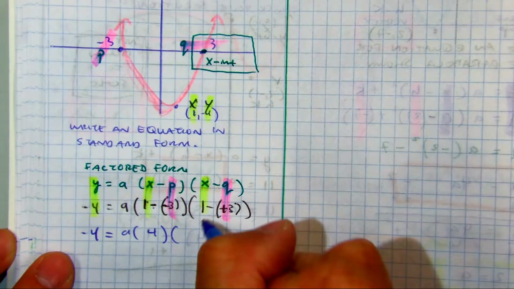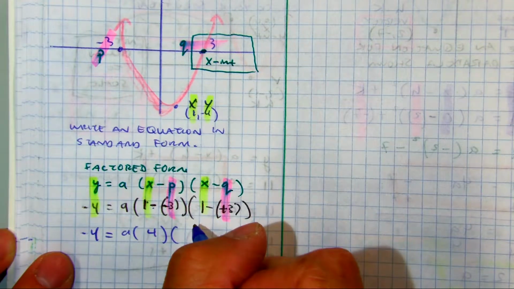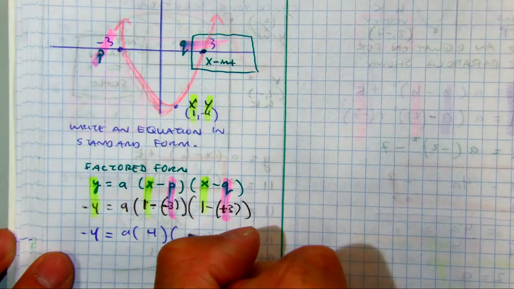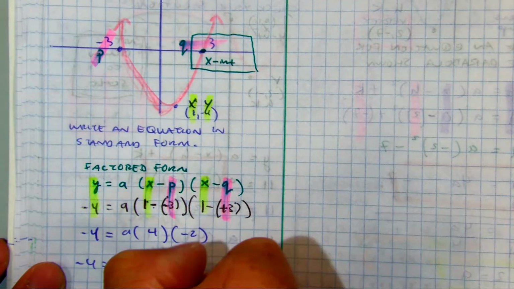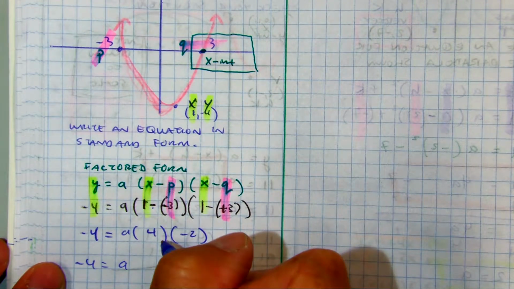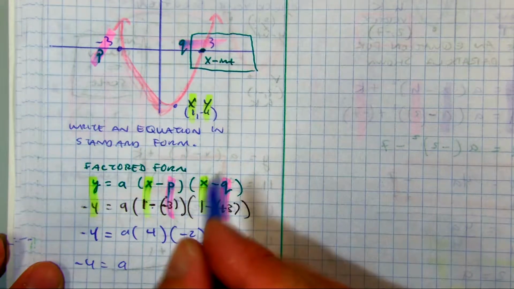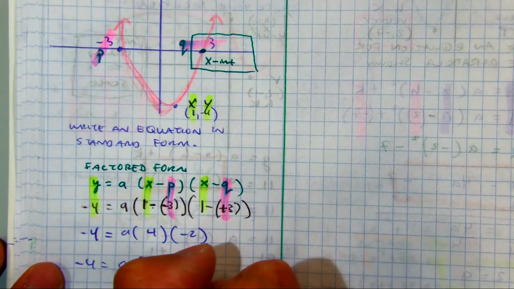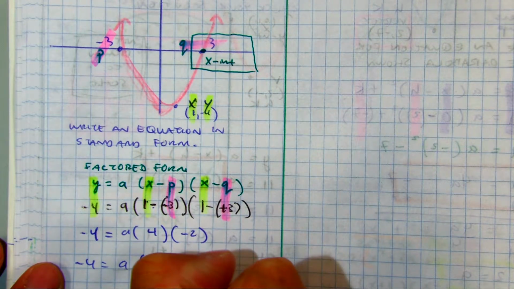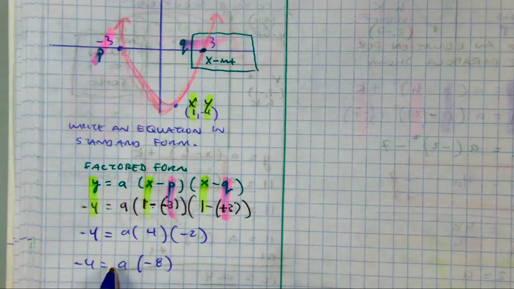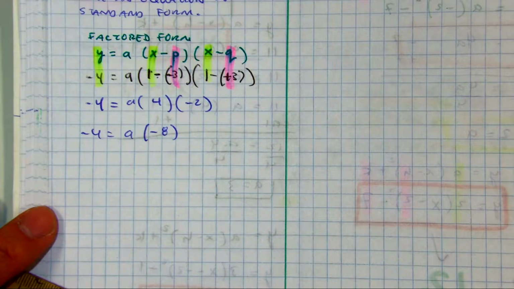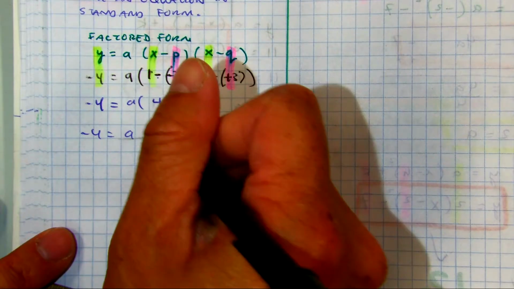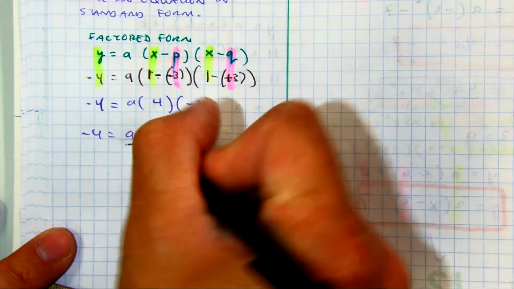1 minus 3. -2. 4 times -2, which is what? -8. You're used to writing the -8 in front of the A. How do I solve for A? Divided by -8.